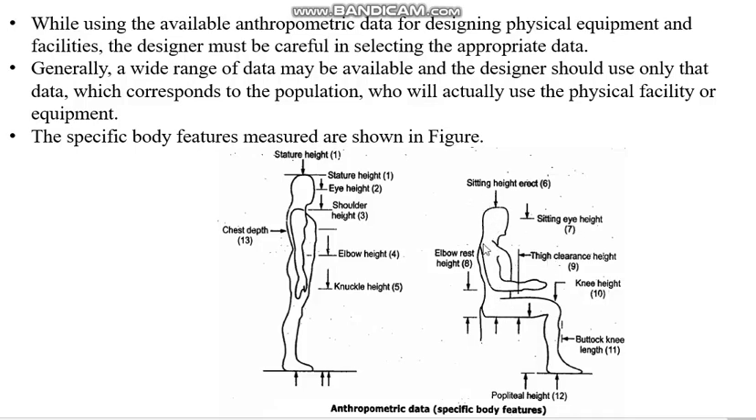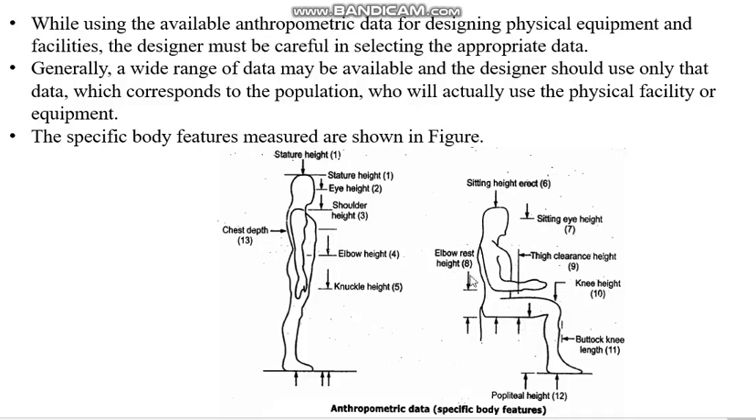Then sitting eye height. Sitting eye height is from where the eyesight is to the seat. That is the seventh one.